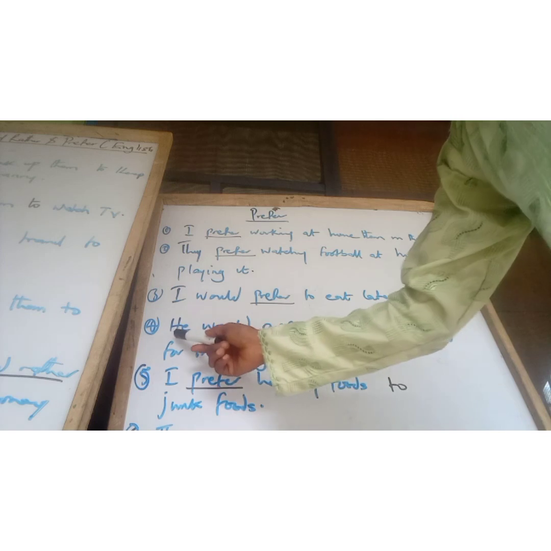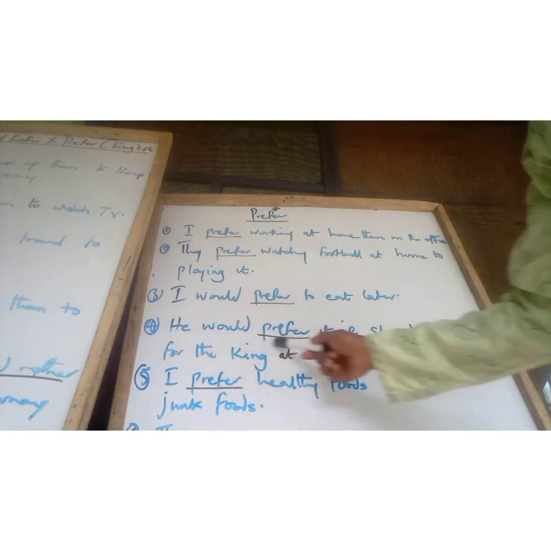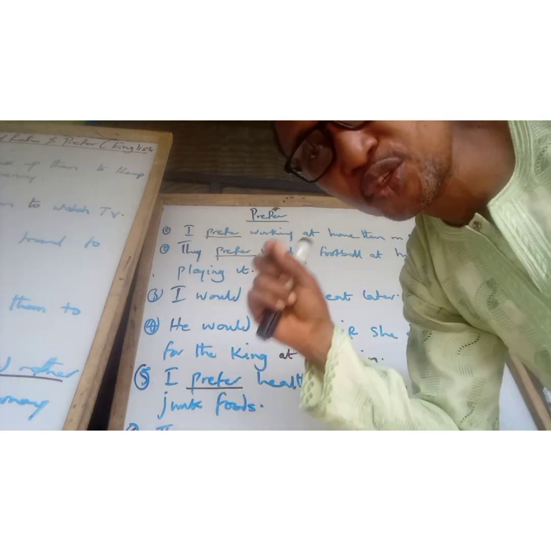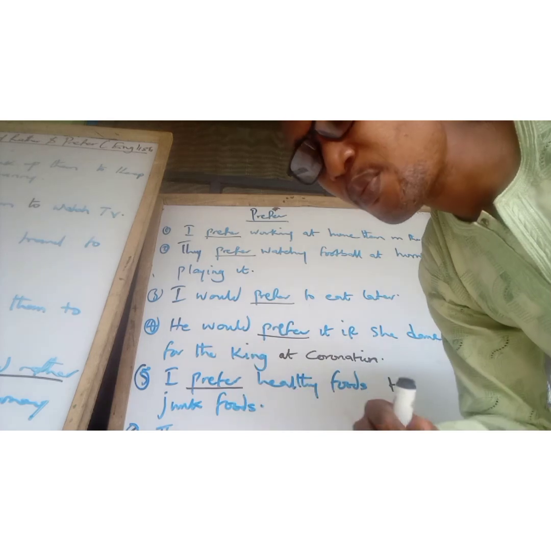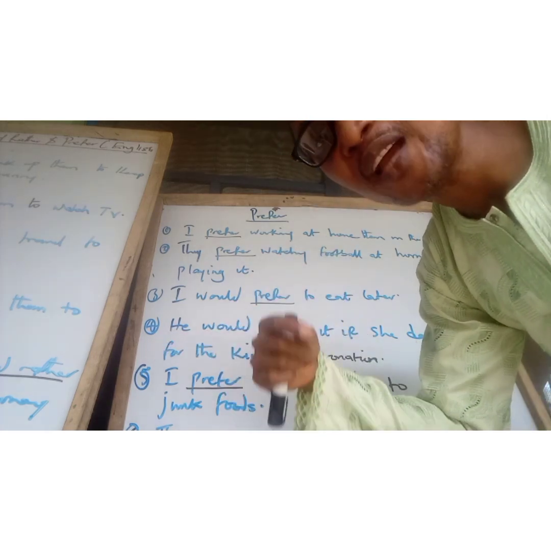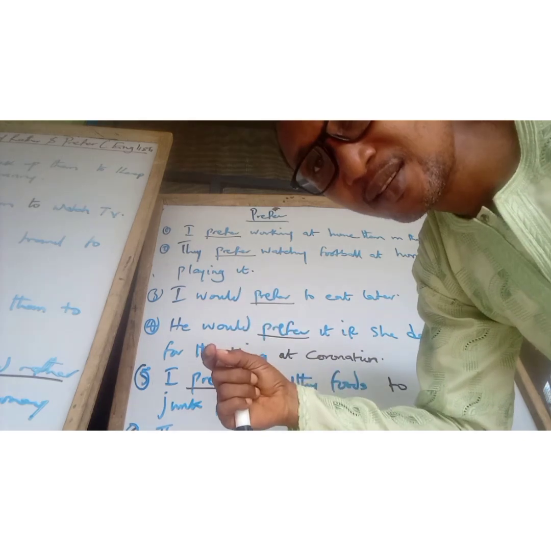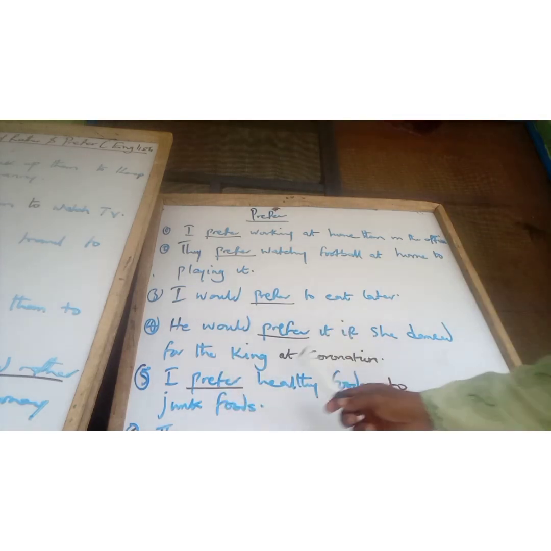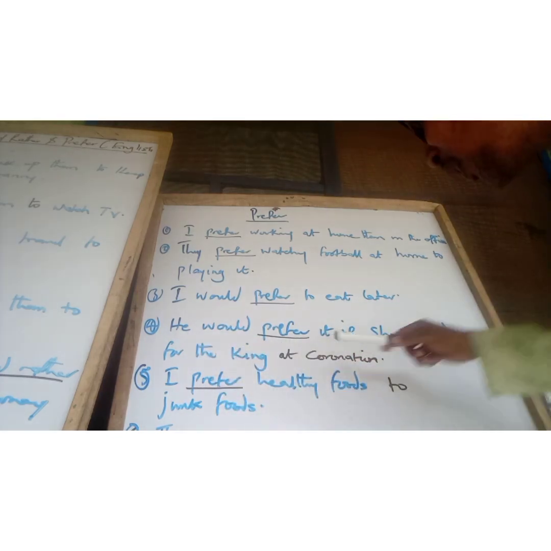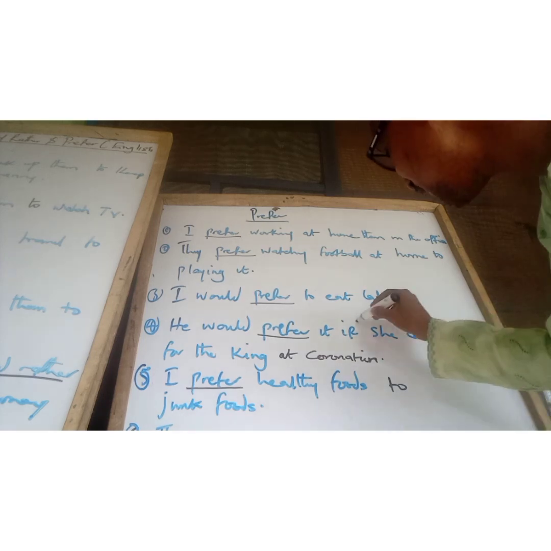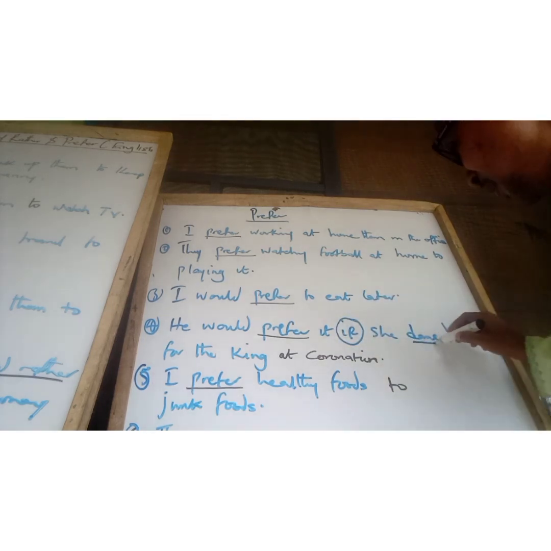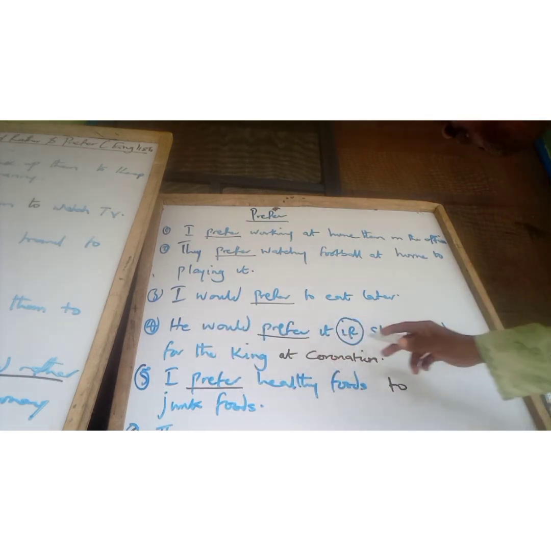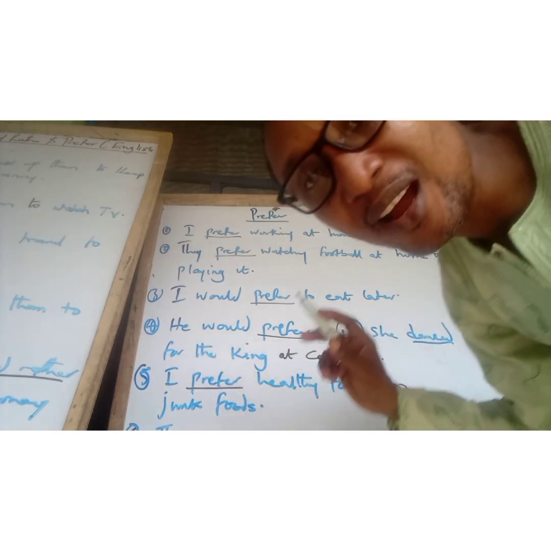Then the next one is, he would prefer it if she danced for the king at the coronation. The chairman said he would prefer the singer or the artist to dance at the king's coronation than to sing. But look at the way I've been using it here: he would prefer it if, so the verb here becomes past tense. He would prefer it if she danced for the king at the coronation.